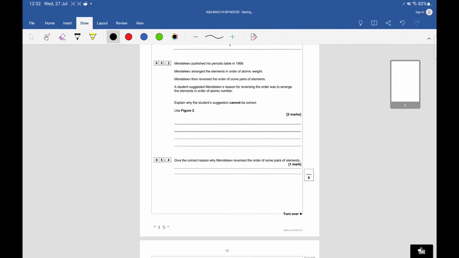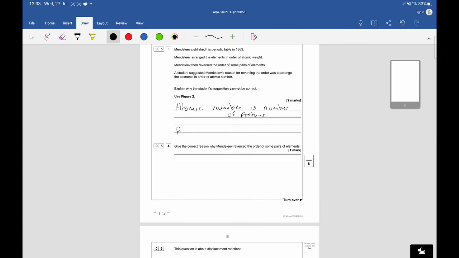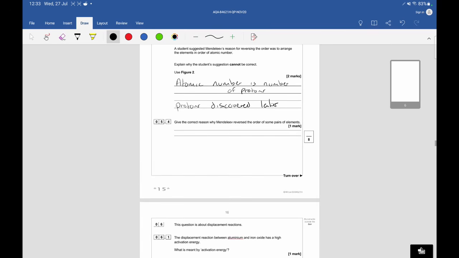Question 5.3 said Mendeleev produced the periodic table in 1869. He arranged the elements in order of atomic weight. He then reversed the order of some pairs of elements. A student suggested Mendeleev's reason for reversing the order was to arrange the elements in order of atomic number. Why can't that be correct? Well, the atomic number is the number of protons, and protons weren't discovered yet. Question 5.4 said, give the reason why Mendeleev reversed the order of some pairs of elements. Well, he reversed their order so their properties match the rest of their group.